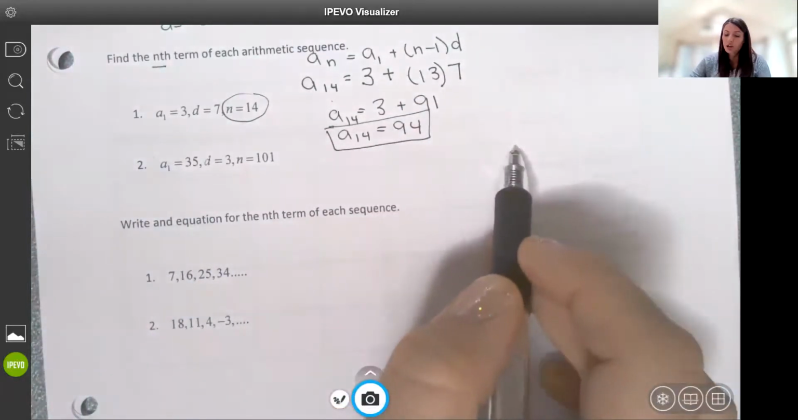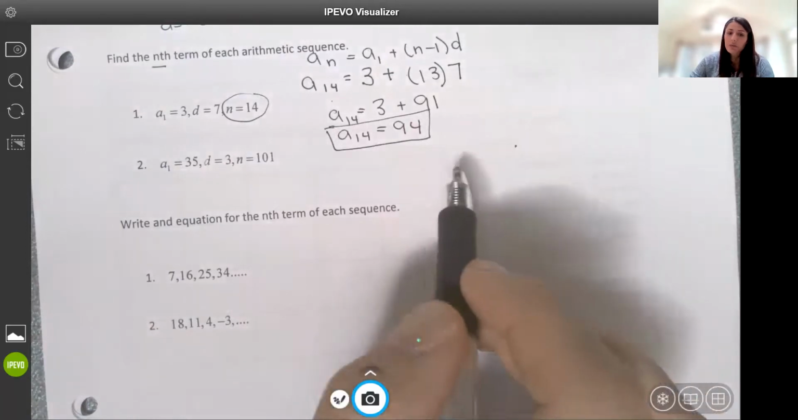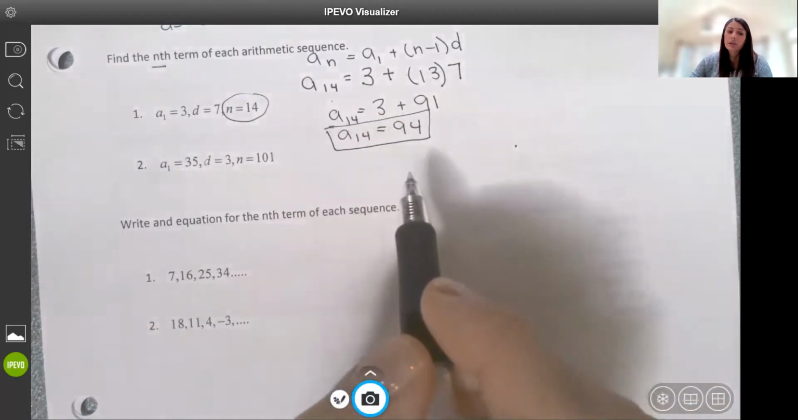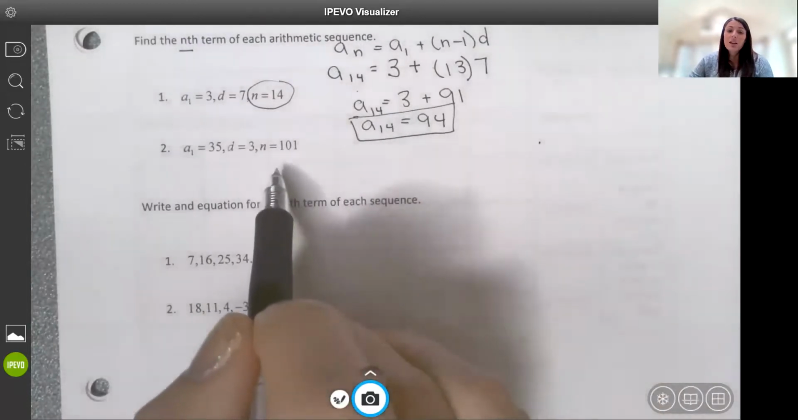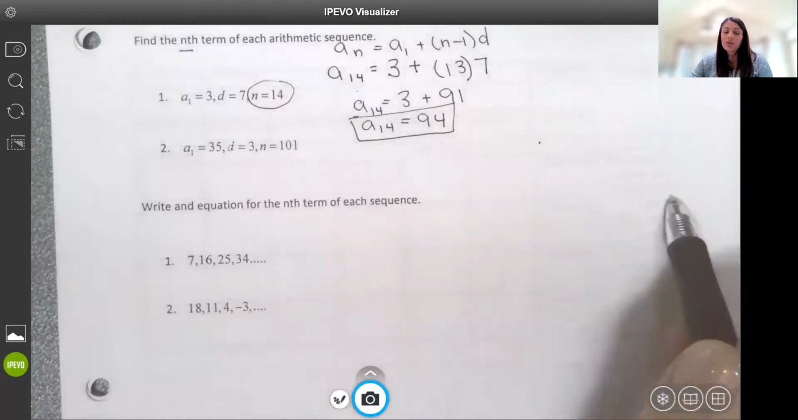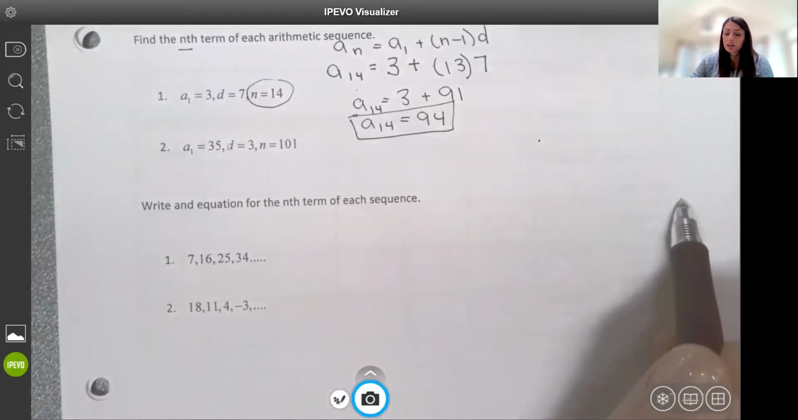Okay, because I don't want to have to sit here and start at 3 and keep adding 7 until I get to my 14th term. I want to be able to have a formula and a way of getting there without having to list a bunch of terms. I mean, 14 might not be so bad, but look at our next one, right? 101st term. I don't want to list 101 terms to be able to get that answer.